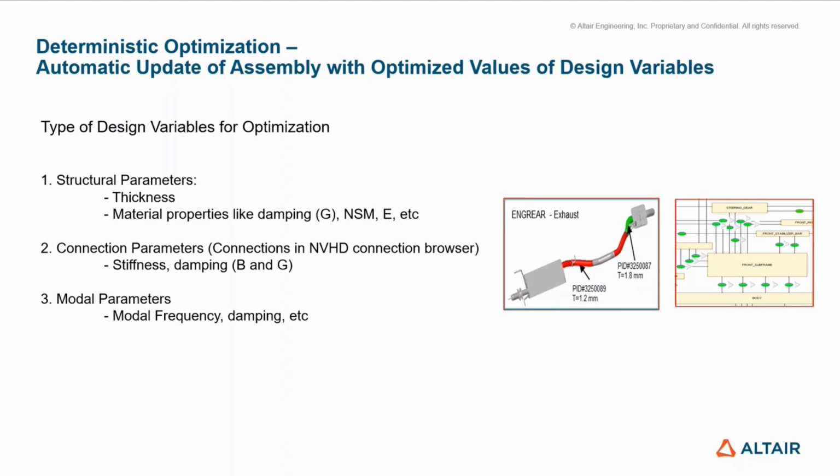So as far as design variables are concerned, what we support as of today for full vehicle optimization are structural parameters like thicknesses, and materials like damping, NSM, Young's modulus, and whatever material properties are available. Connection parameters can also be defined as design variables, and modal parameters can also be defined as design variables. So these are the different types of design variables which can be used for the optimization setup.